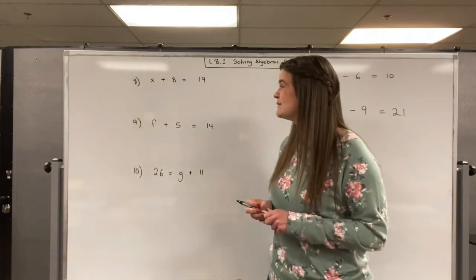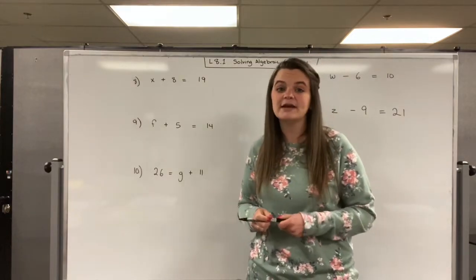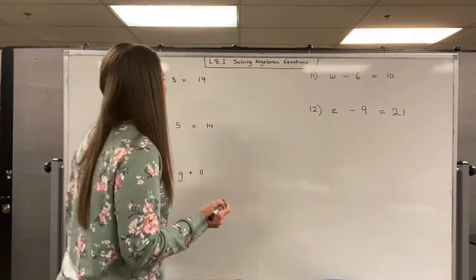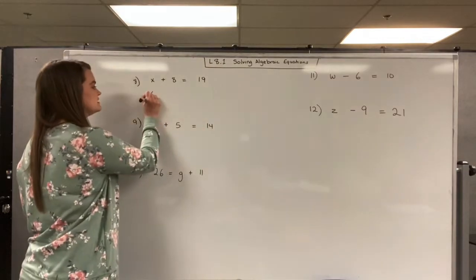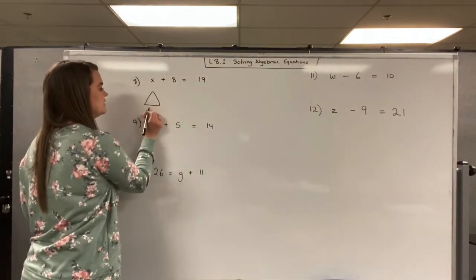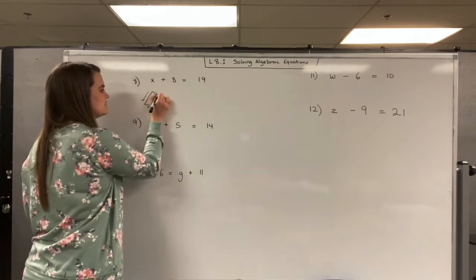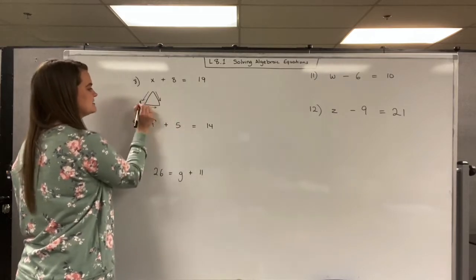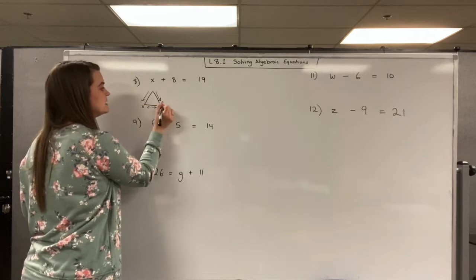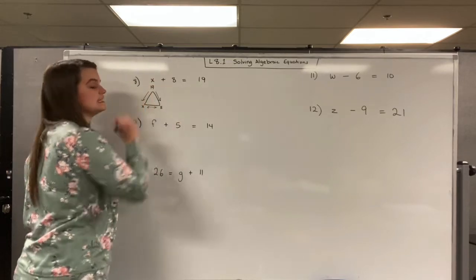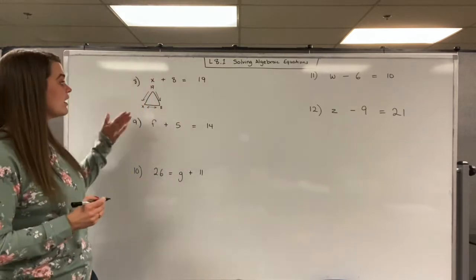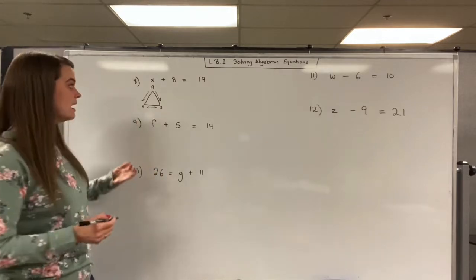All right, so the first way is we can use a fact triangle like we've done in the past to find our fact families. So if we turn this into a fact triangle, right, remember we can add across the bottom and we can subtract going down. So we're adding x plus 8 equals 19, right? Now we can write our 4 facts that come from this.